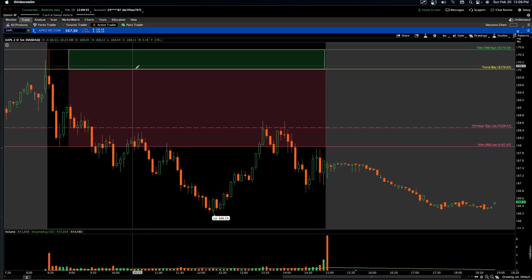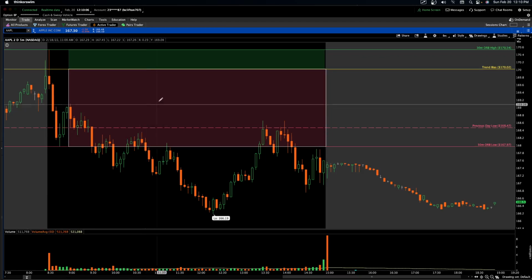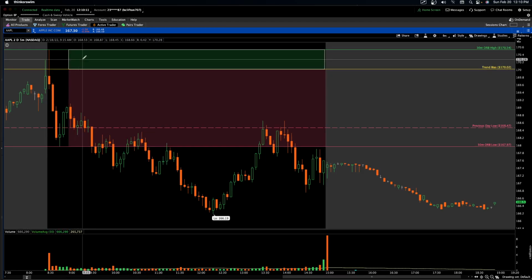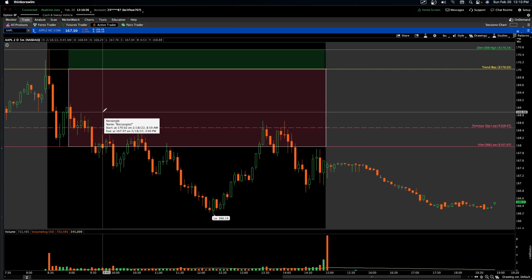Okay, so Apple, same thing here. The first 5 minutes or first 30 minutes, however you want to look at it, was the high of the day. We had a lot more trading under the trend bias for the first 30 minutes than we did above the trend bias, obviously. So we could possibly expect, going off of that trend bias, that we should be trending down for the day, right? That's the expectation.